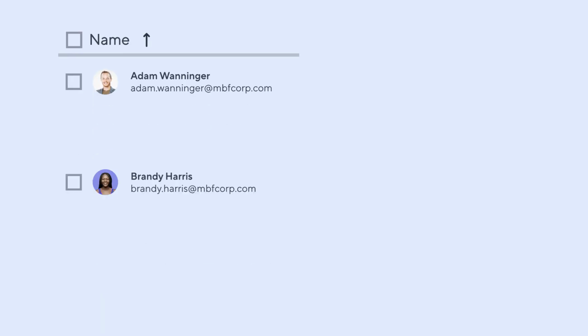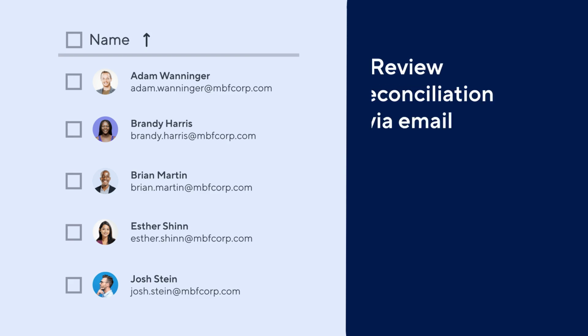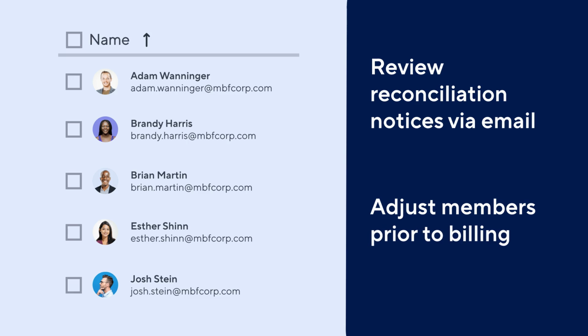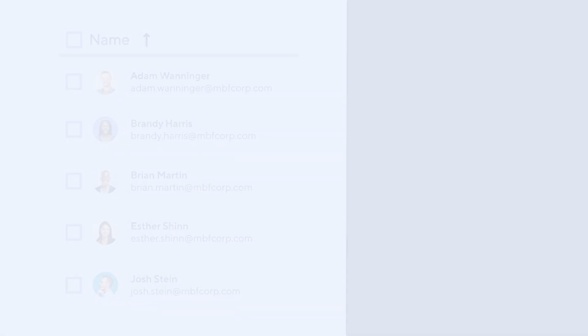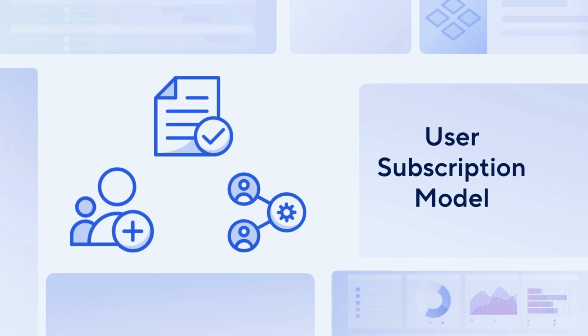To effectively manage your plan's users as a system admin, it's best practice to review reconciliation notices sent via email and adjust members prior to billing. A standard policy and cadence can help. By taking a consistent approach, you'll ensure your team has the right access while only paying for the seats you need.